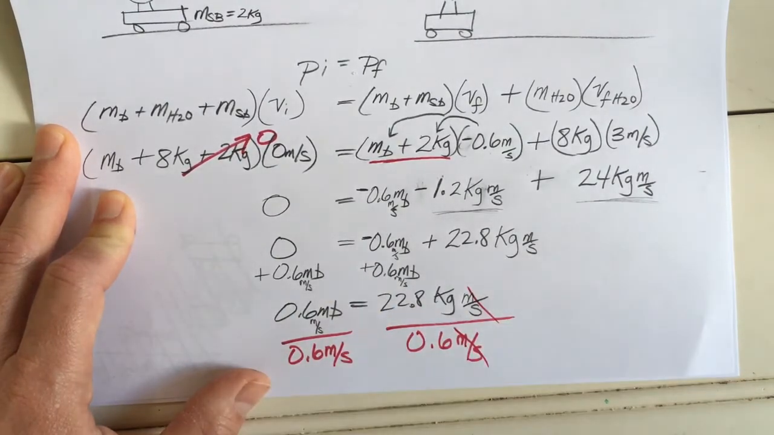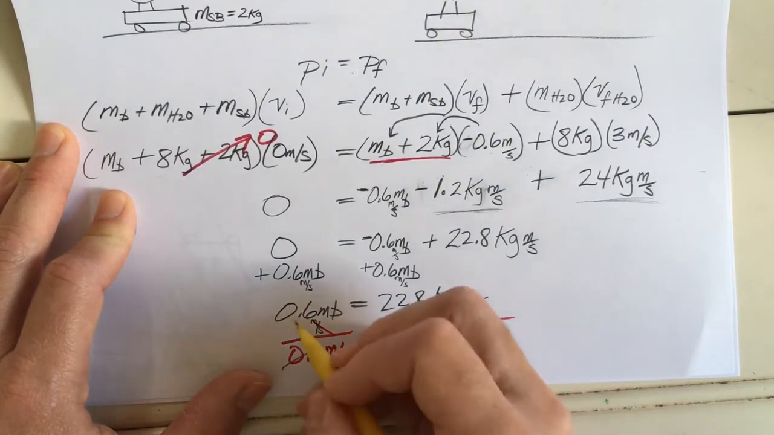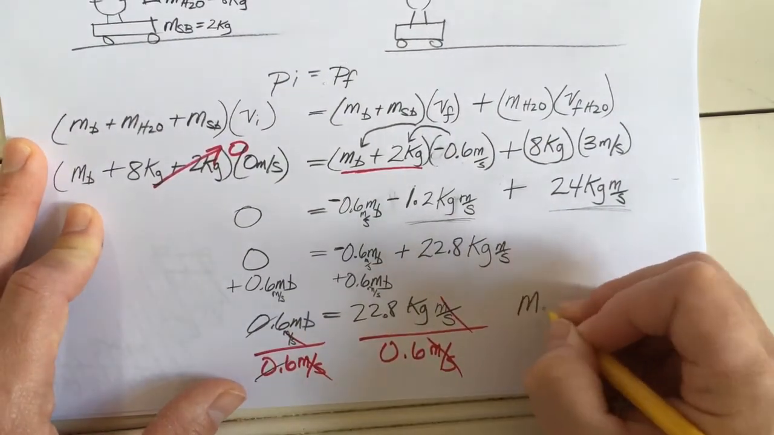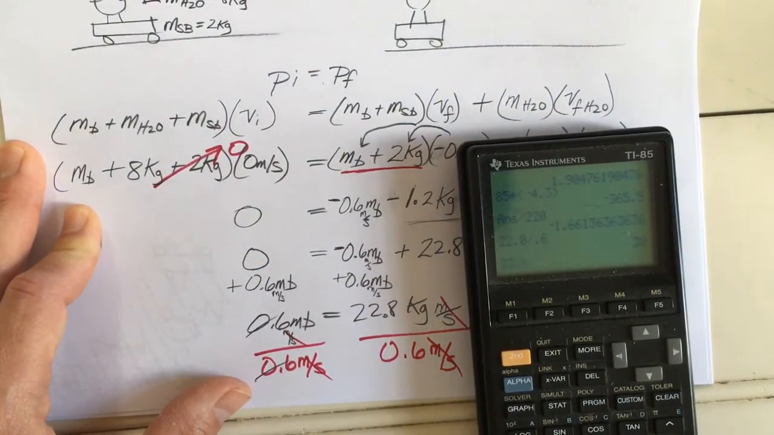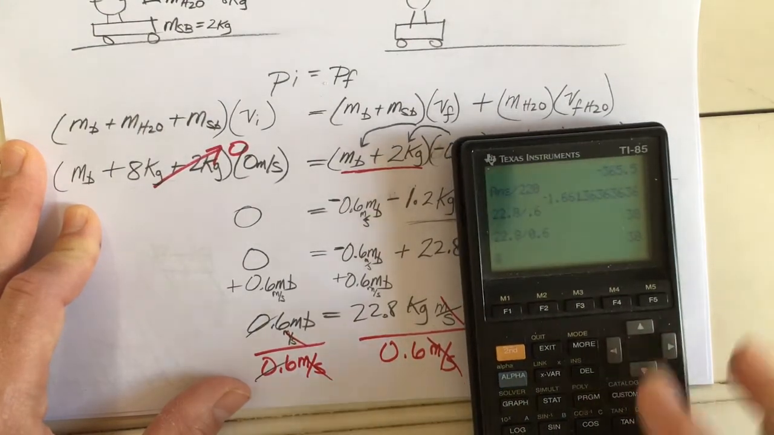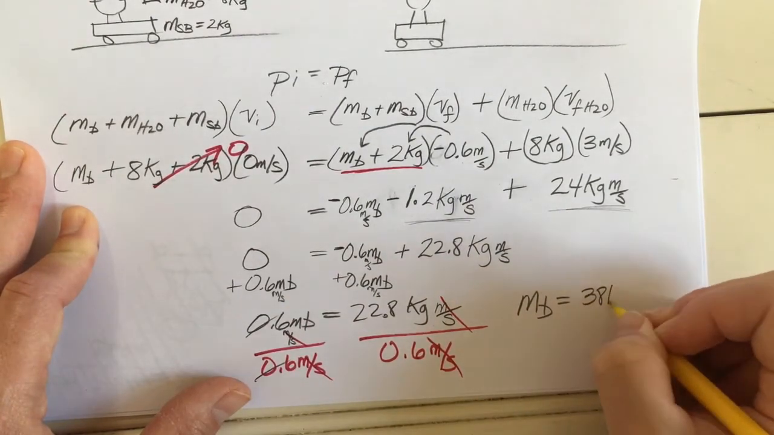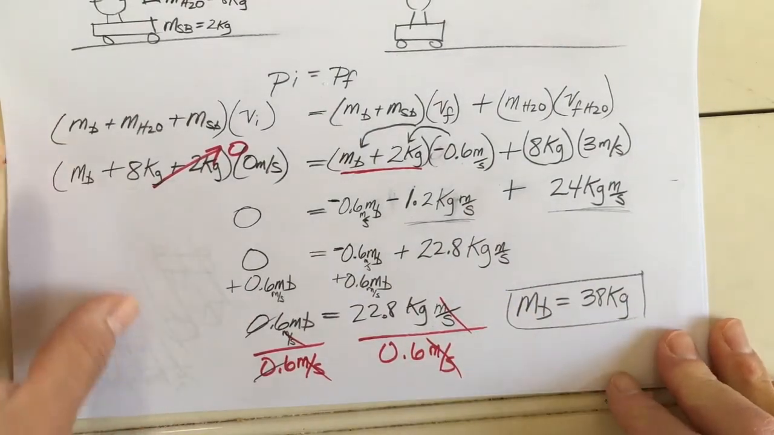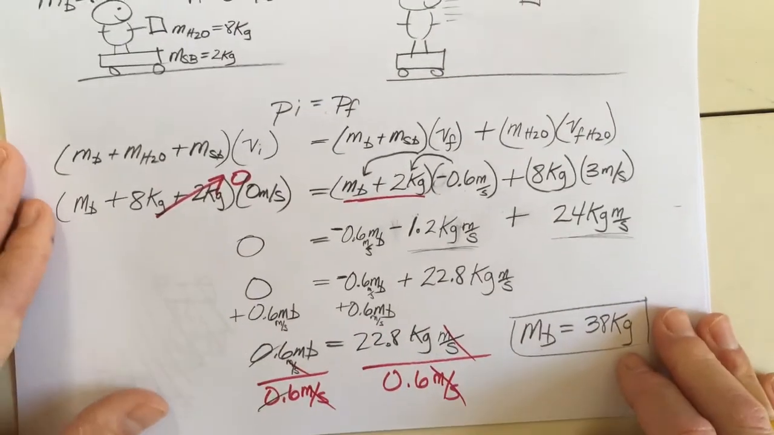All right, so cancel that just like that. Cancel this just like that. And cancel your 0.6s over on the left. And you're going to end up with just MB over here. So I'll rewrite it right here. MB is equal to 22.8 divided by 0.6, which is 38. Okay. 38 kilograms. I had to make this video twice because the first time I had some technical difficulties and didn't record it. All right. So anyways, the mass of the boy is 38 kilograms.